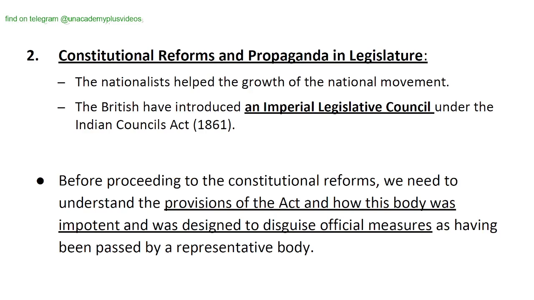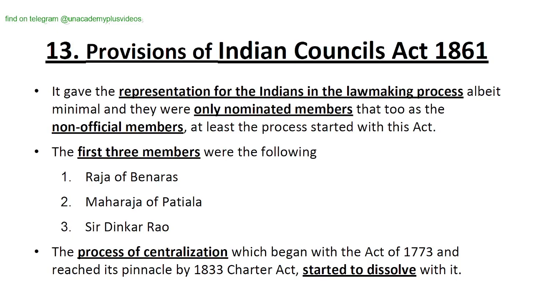Constitutional reforms in propaganda and legislature. The nationalists helped with the growth of the national movement. The British introduced an Imperial Legislative Council under the Indian Councils Act of 1861. Before proceeding to the constitutional reforms, we need to understand the provisions of the Act and how this body was impotent and was designed to disguise official measures as having been passed by a representative body.